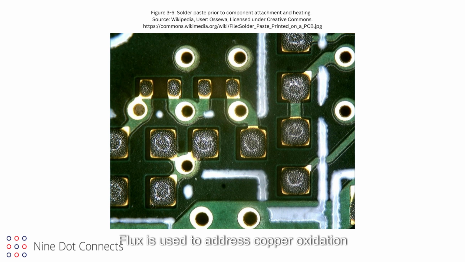Flux is used to address copper oxidation issues, since copper reacts with the oxygen in the air. Though this reaction is gradual, it does create copper oxides on the surface of the copper. Solder does not adhere well to copper oxide, which will weaken the solder joint between the component lead and the board. More so, when the copper is heated, the oxidation process is accelerated, and the flux dissolves the copper oxide. Also, the flux prevents oxygen from reacting with the copper during heating and subsequent cool down.